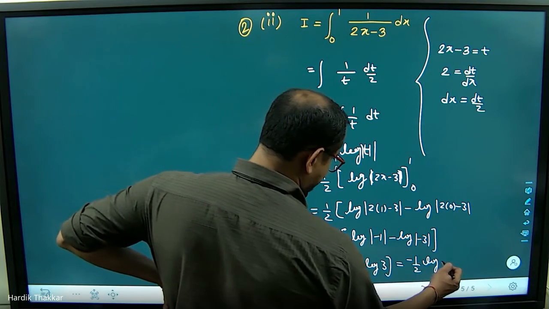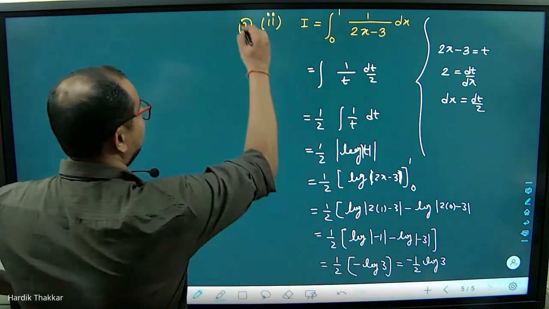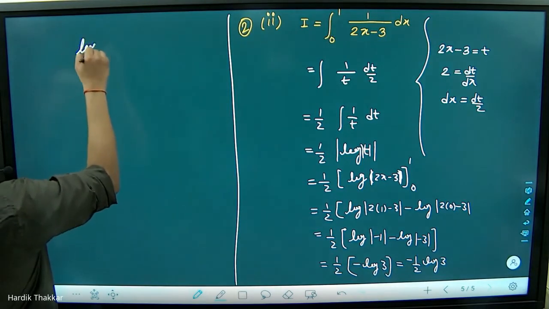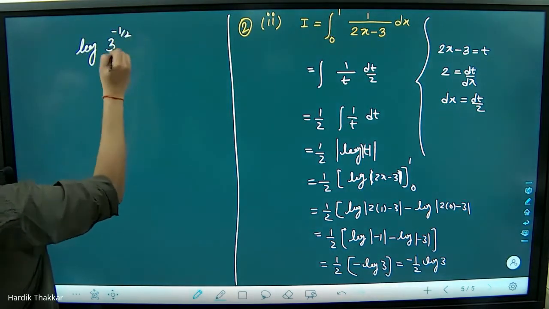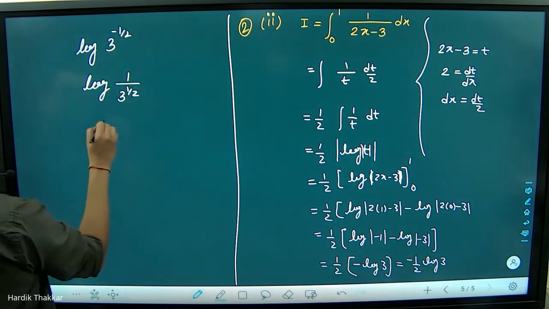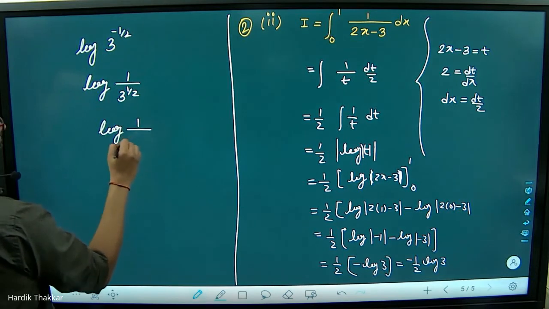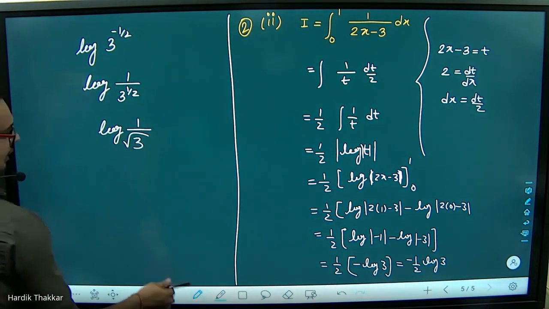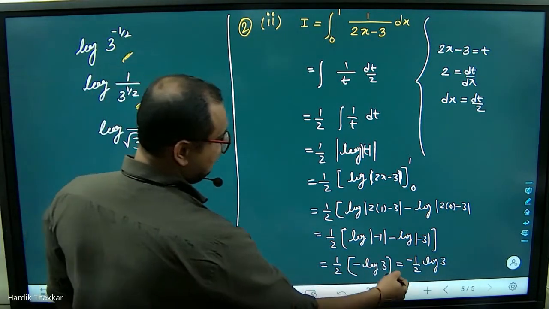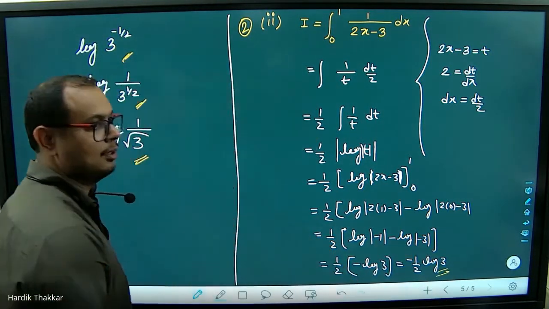Further, we can also solve it like this. If we want to simplify more, it will be log 3 raised to power minus 1 by 2, and we can write it as log of 1 upon 3 raised to power 1 by 2, and further as log of 1 upon root 3. So this can also be the answer. Okay. Is this step clear? Chevy, Naina? Yes, sir. This one I was able to solve. Naina, clear?